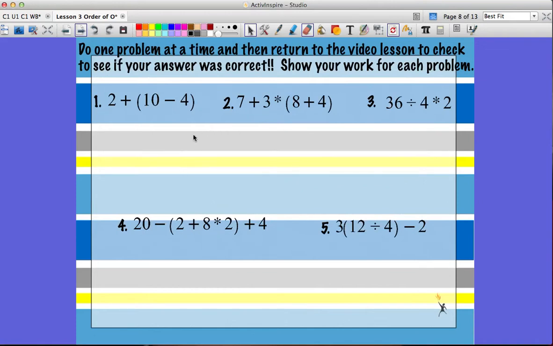Alright, so what we're going to do here, I will go over problem number 1 with you. And then what I want you to do is try the other ones one by one. And when you finish one, come back, check your answer, move on to the next.